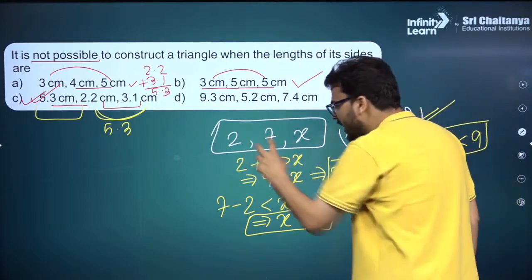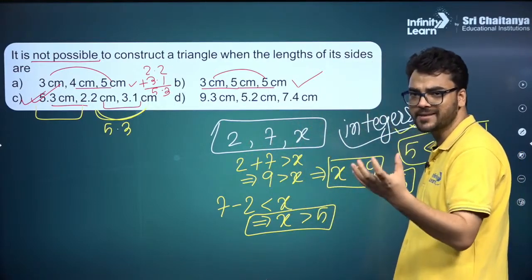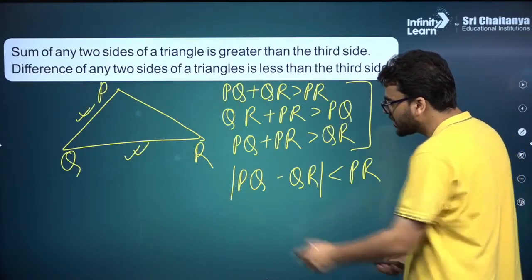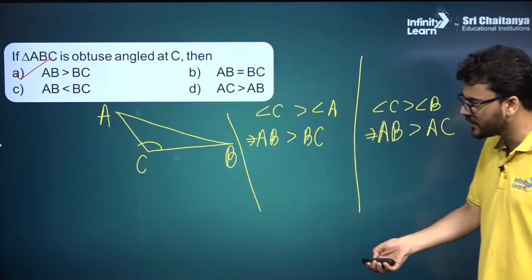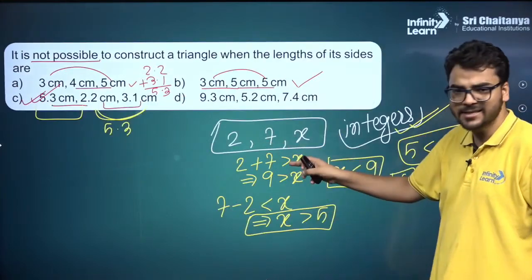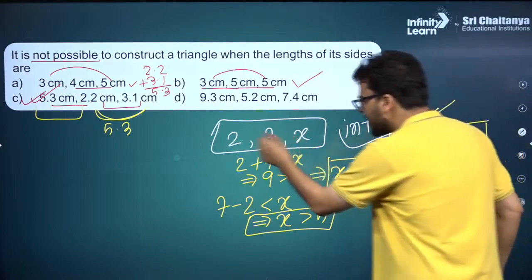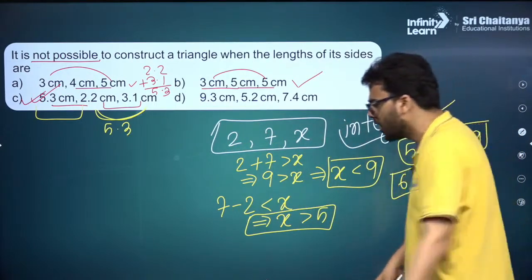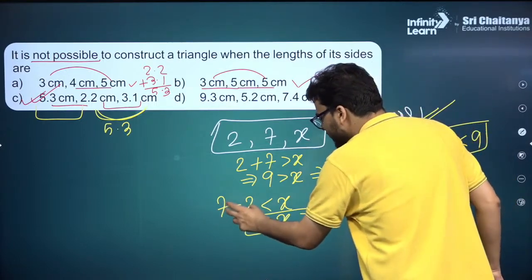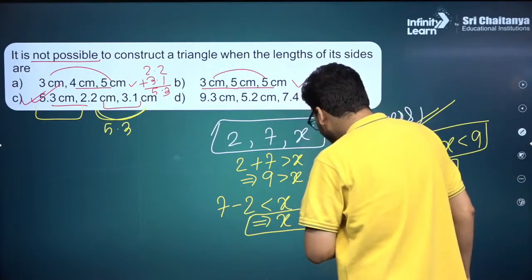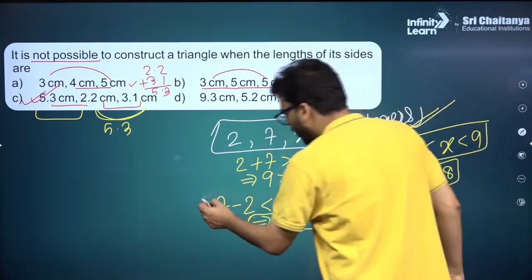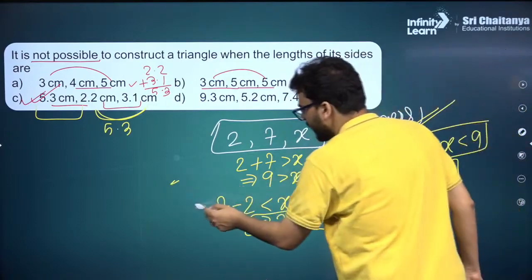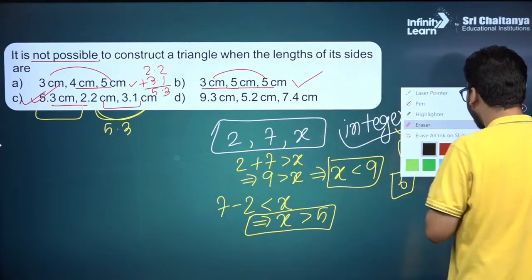Now the difference of two sides is less than the third side. So the difference, we are talking about the absolute difference. I had taken modulus, do you remember over here? Don't take it like 2 minus 7. No, absolute difference. So 7 minus 2, or you can do 2 minus 7 and then take modulus of it. It will be the same thing. The difference of two sides is less than the third side, Bimla.